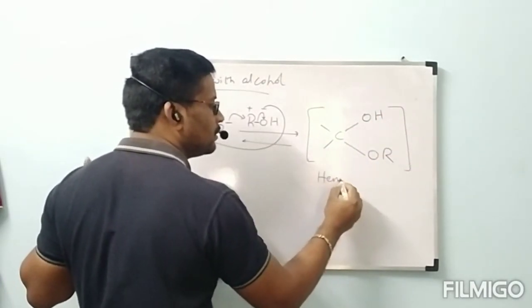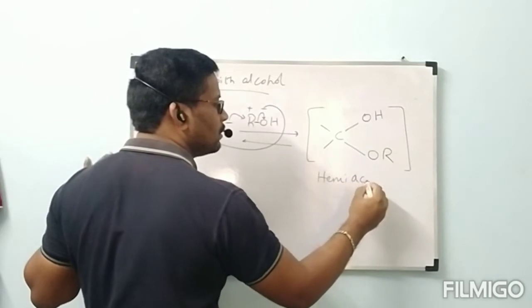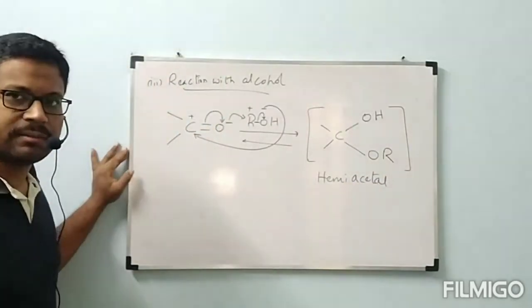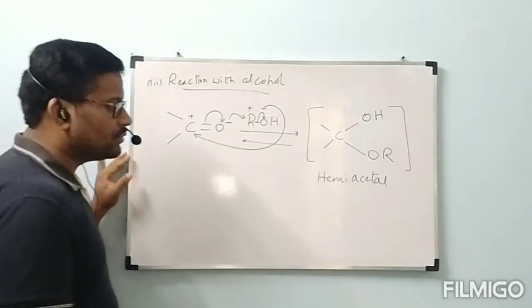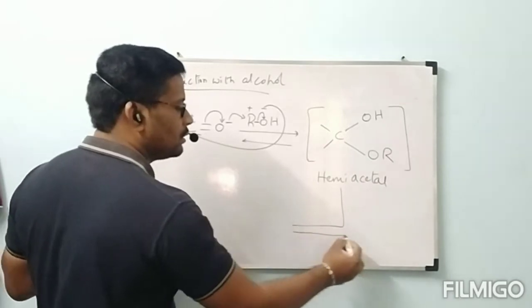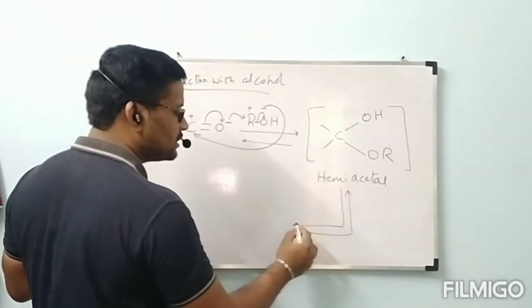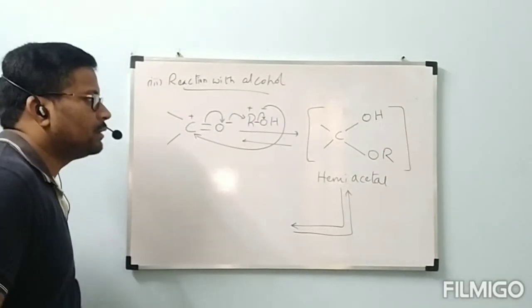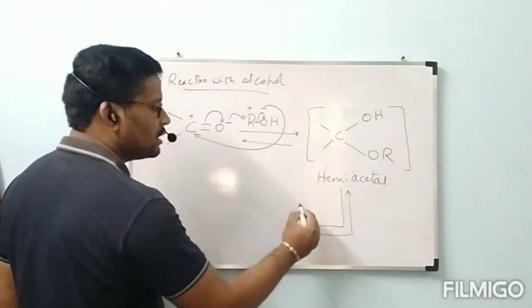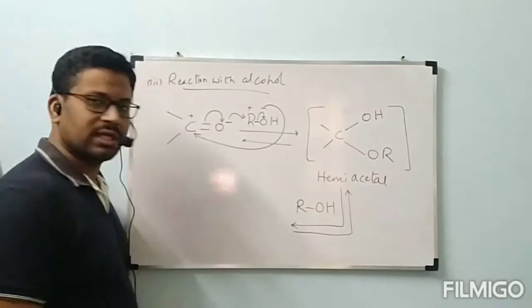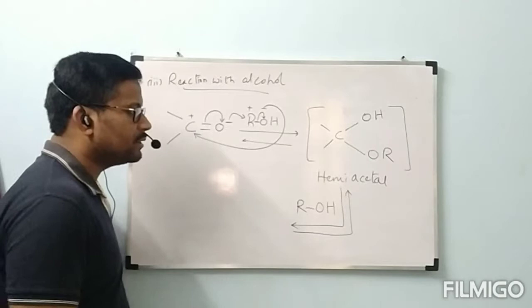Hemiacetal. What is the name of this intermediate? Hemiacetal. Now this hemiacetal will again undergo a reaction with one more alcohol, ROH. Now what is going to happen?